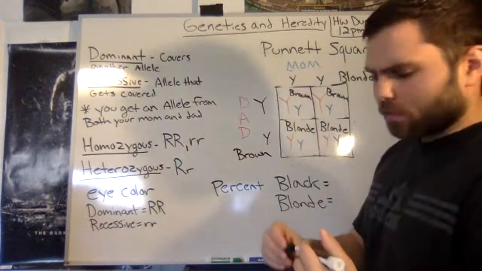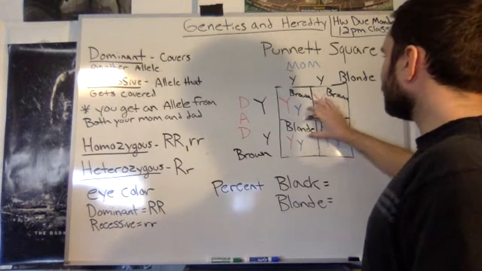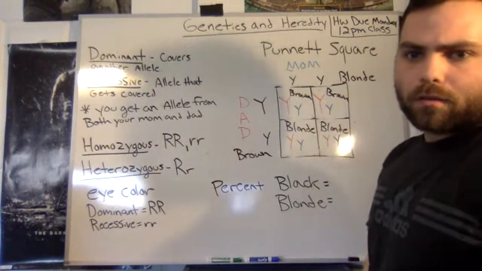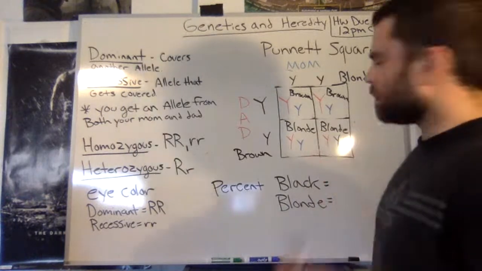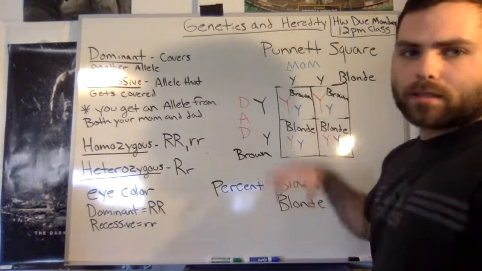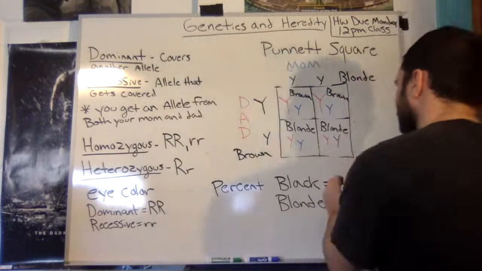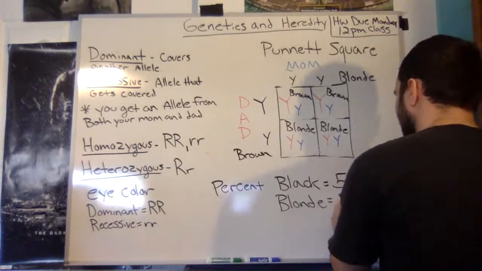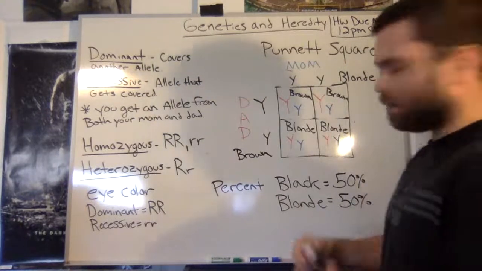Okay? So right now, if we're doing this, how many brown boxes do we have? We got two of them, right? So two brown boxes, since there's four of them, each one of those boxes is 25%. It's going to be 50% brown hair and 50% blonde hair, okay?